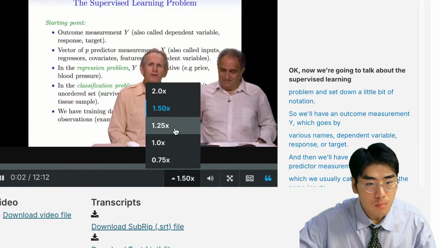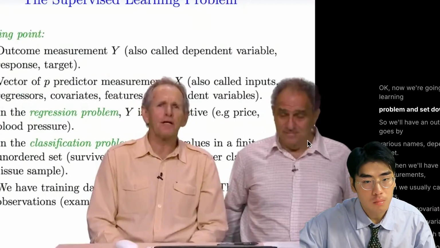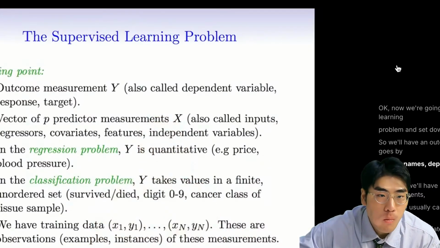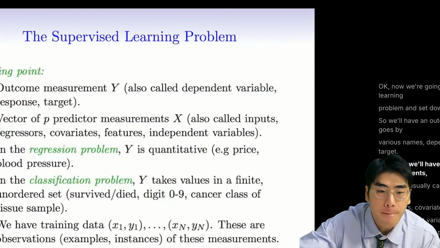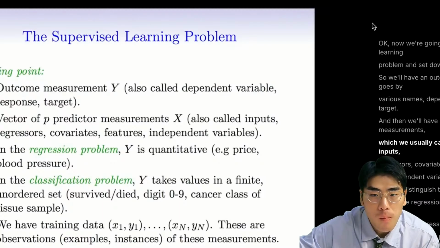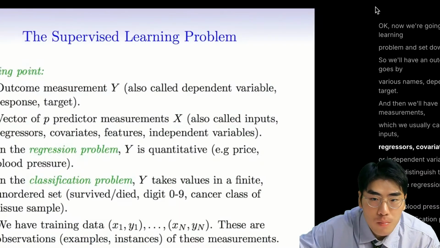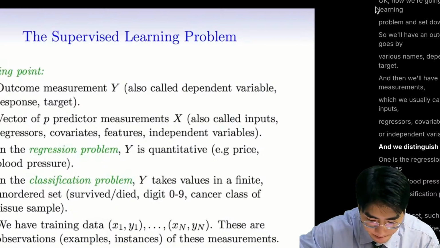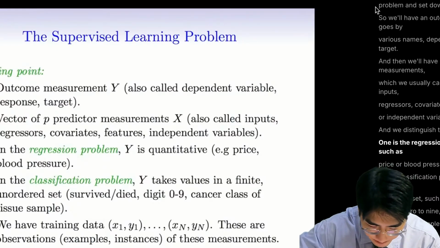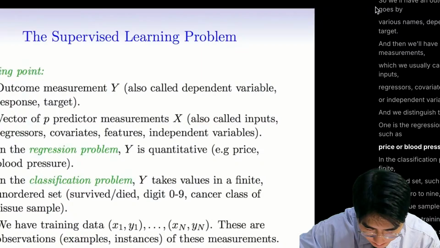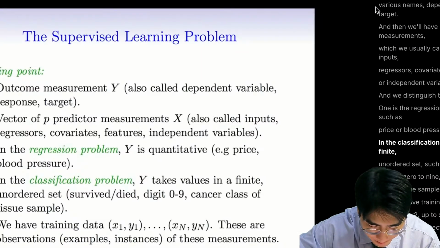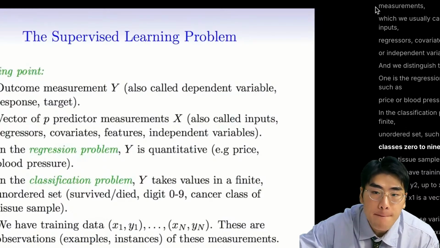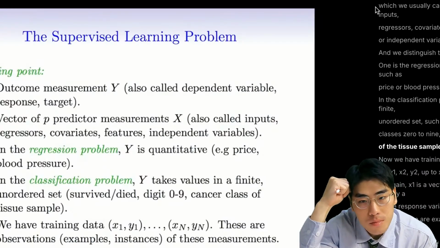Okay, now we're going to talk about the supervised learning problem and set down a little bit of notation. So we'll have an outcome measurement y, which goes by various names: dependent variable, response, or target. And then we'll have a vector of p predictor measurements, which we usually call x. They go by the names inputs, regressors, covariates, features, or independent variables. And we distinguish two cases. One is a regression problem: y is quantitative, such as price or blood pressure. In the classification problem, y takes values in a finite unordered set, such as survived or died, the digit class 0 to 9, or the cancer class of the tissue sample.